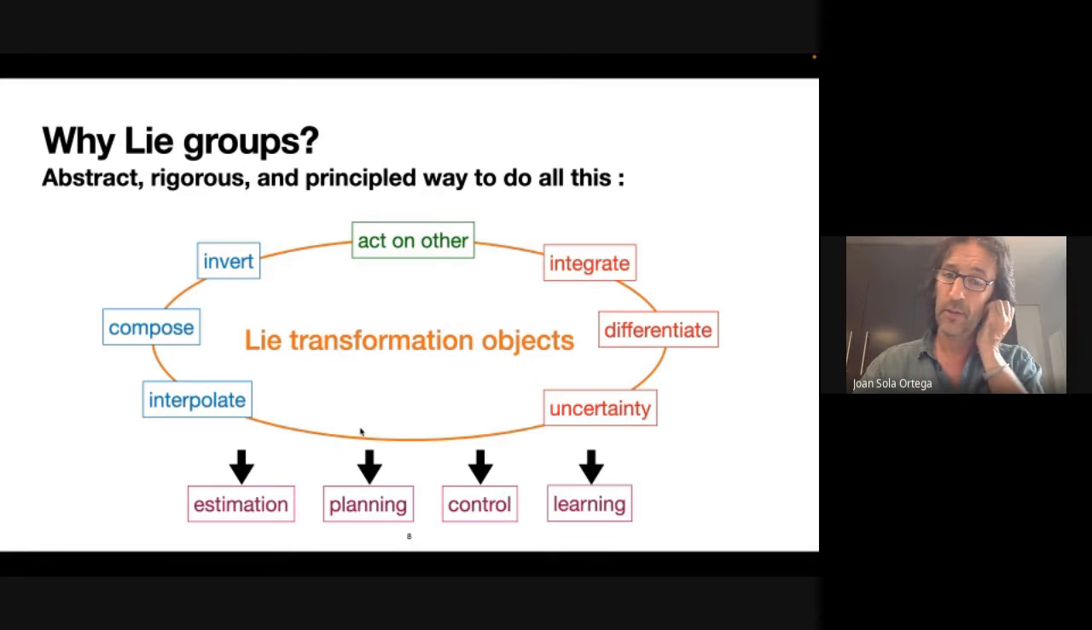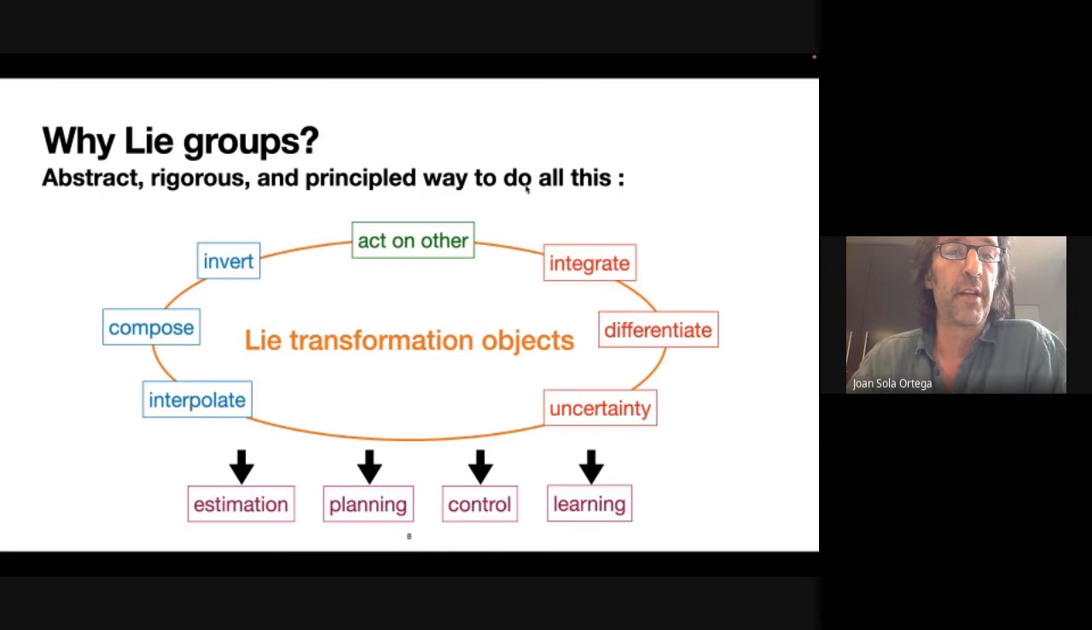So why do we need this? We'll try to convince you now and in the rest of this course that this is important to have. Lie theory, or the theory of Lie groups, is abstract, so you can apply it to many different things. It's rigorous, so once you know the axioms and the theorems and how it works, it's not approximations or loose things. It's principled.